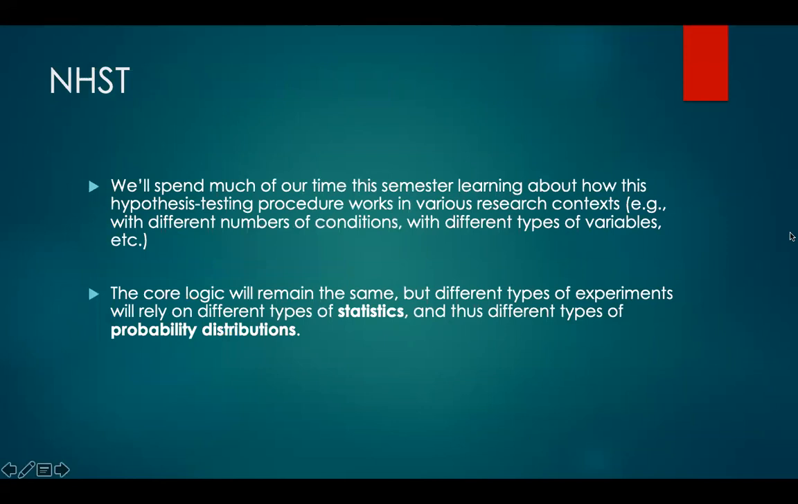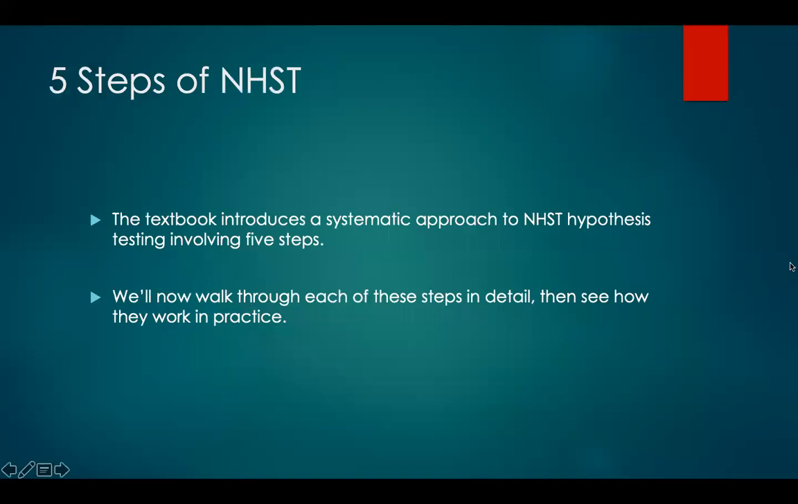So we'll spend much time later during the semester learning about how NHST works in various research contexts, with different numbers of conditions and different types of variables. And the core logic here will remain the same, but with different types of experiments come different types of statistics and different types of probability distributions. So the textbook introduces a systematic approach to NHST involving 5 steps.